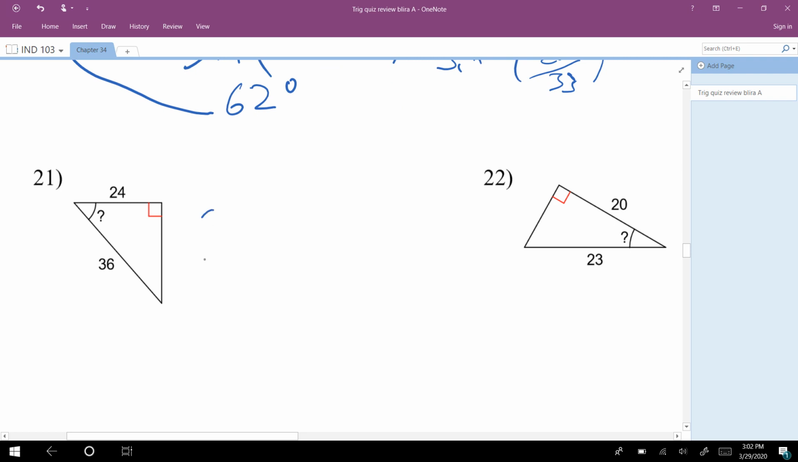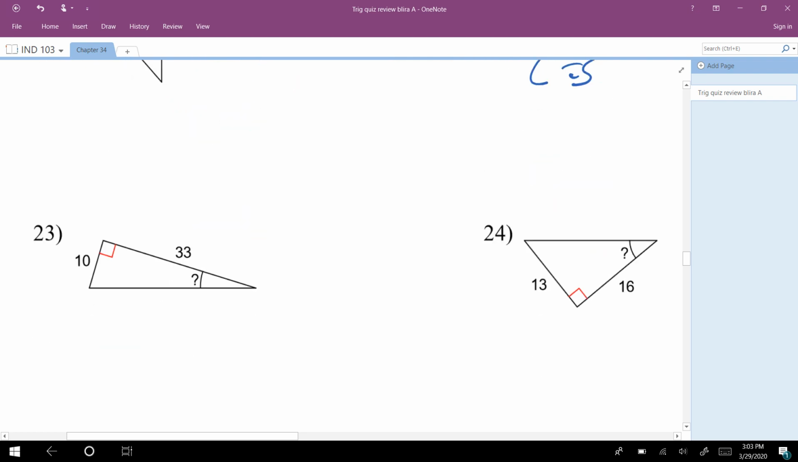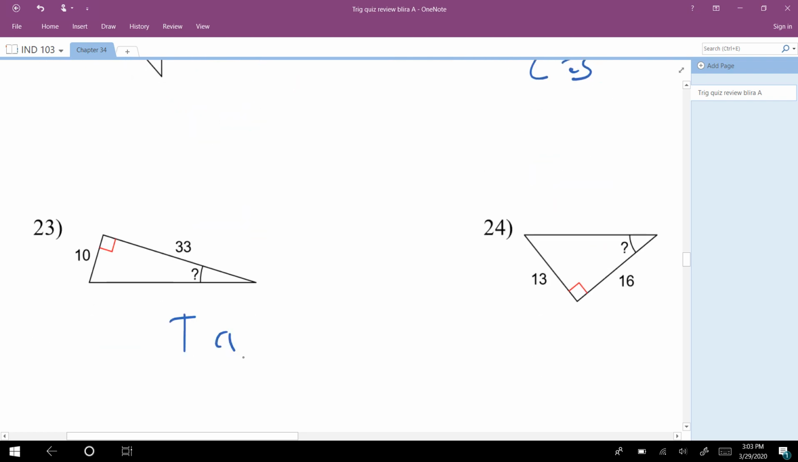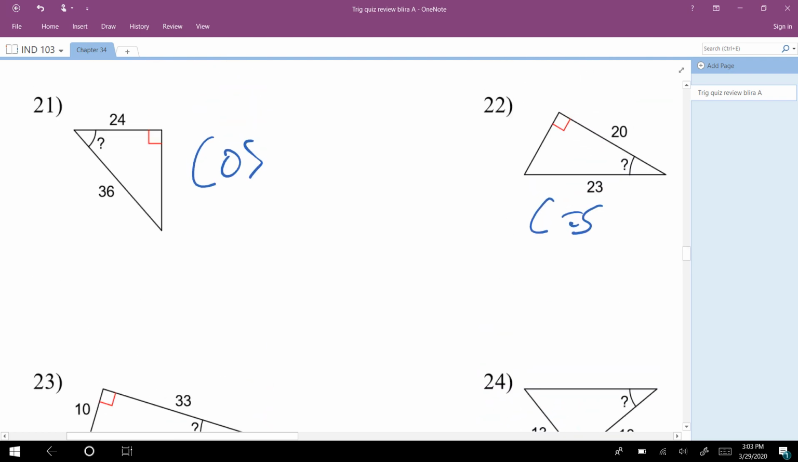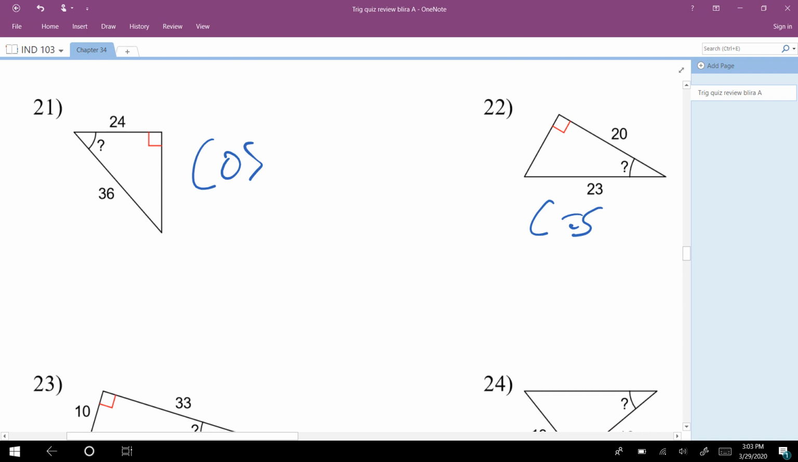These are going to be cosine. And then these are going to be tangent. So I'll let you take a second to try to work these out.